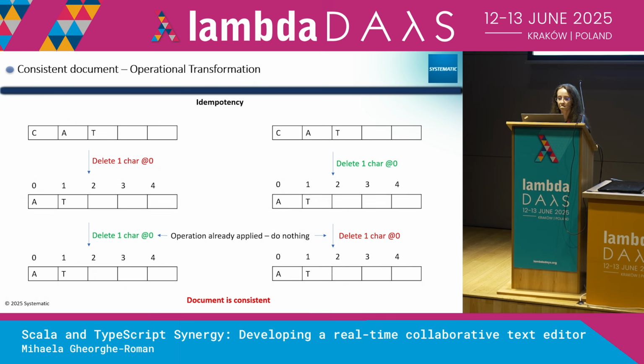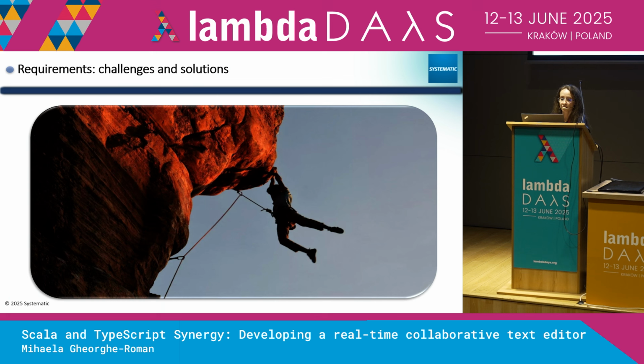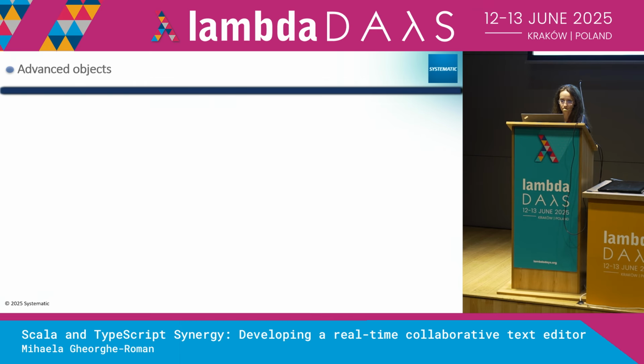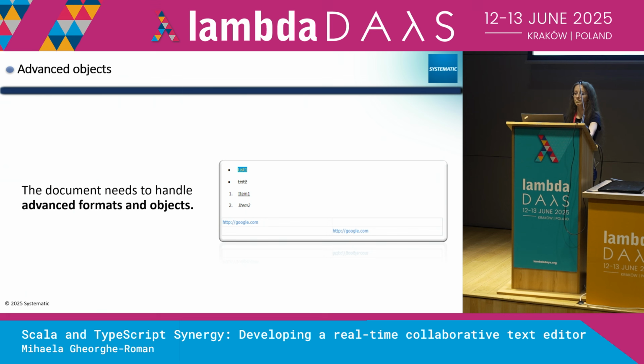And let's see how we did that. We had requirements, let's say, both from the operational needs as well as from the technical needs. Let's take them one by one. First of all, I did mention that we wanted the ability to work with advanced objects. So we wanted to apply lists, we wanted to apply headers, we wanted to be able to transform from one to another. For example, imagine inserting a header in the document, then you realize that actually you wanted to have a list. So we had to support all of this.